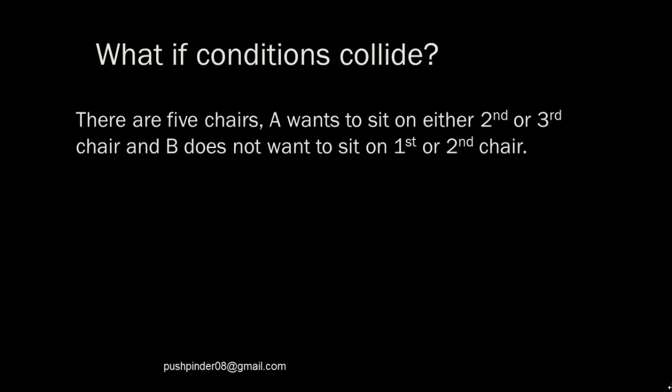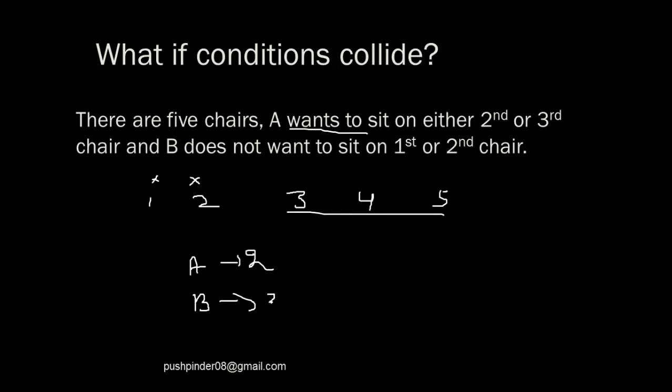There are 5 chairs. A wants to sit on either second or third chair, and B does not want to sit on first or second chair. So these are the 5 chairs: 1, 2, 3, 4, 5. Let's suppose girl A in one scenario sits on the second chair, right? Now if girl A sits on the second chair, how many choices does B have? B does not want to sit on first or second. A is already sitting on the second chair, so B has 3 choices left.